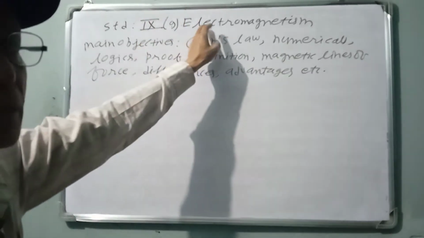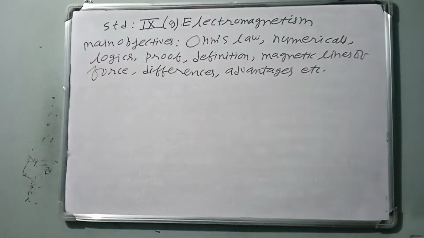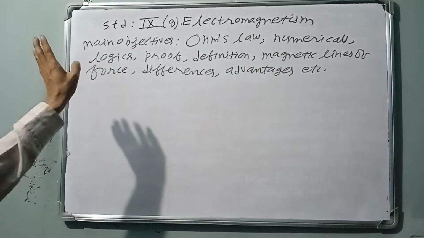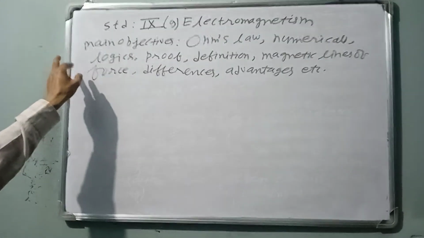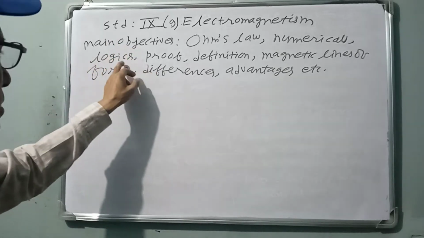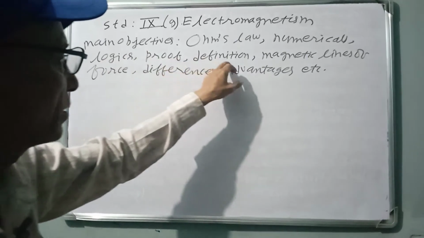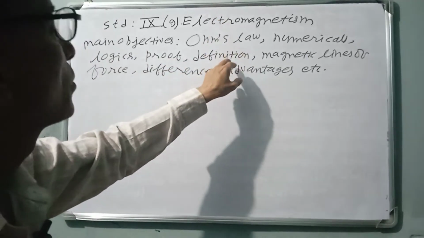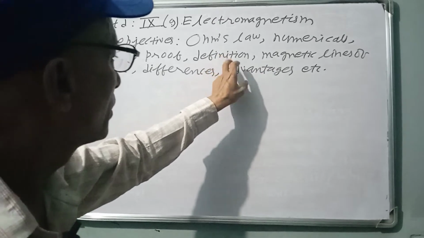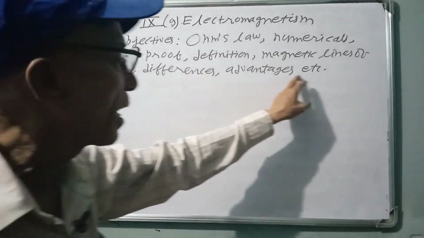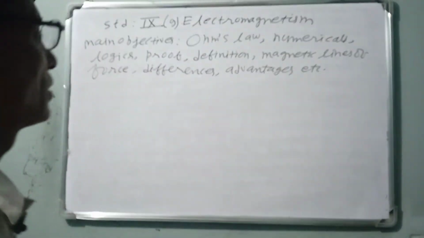Electromagnetism, that means electricity and magnetism. The last chapter of physics for class 9. Main objectives: Ohm's law, numericals, solution of numerical problems like voltage, current, power, etc. Logic, scientific reasons, proofs, prove that, and evidences that the earth is a terrestrial magnet. Definition: magnetic lines of force, draw and their properties, differences between them, advantages, and some others.